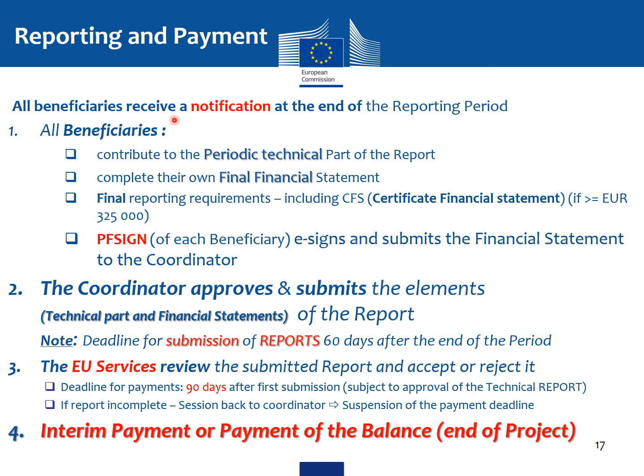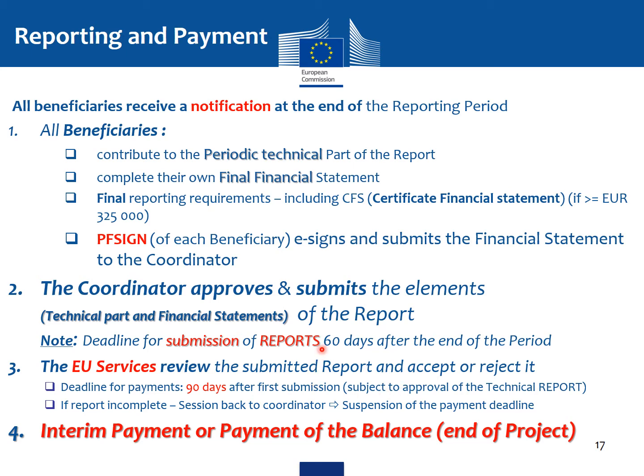All beneficiaries receive a notification at the end of the reporting period. All beneficiaries contribute to the periodic technical part of the report, complete their own financial statement, and meet final reporting requirements, including the CFS if it's greater than 325K. The PFSign, the project financial signatory of each beneficiary, e-signs and submits the financial statement to the coordinator. The coordinator approves and submits the elements, that means the technical part and the financial statements of the report.